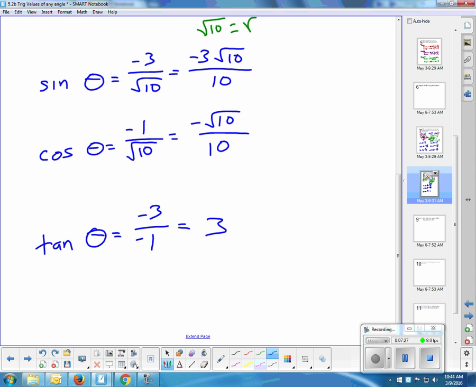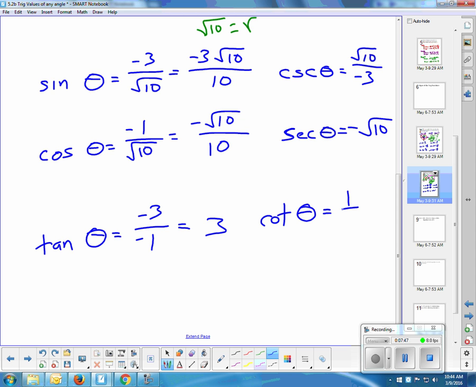Then I can use that for the reciprocals. Cosecant of theta is going to be root 10 over -3, so negative there. Secant of theta is negative root 10. And cotangent of theta is going to be positive 1/3, just taking the reciprocals there.